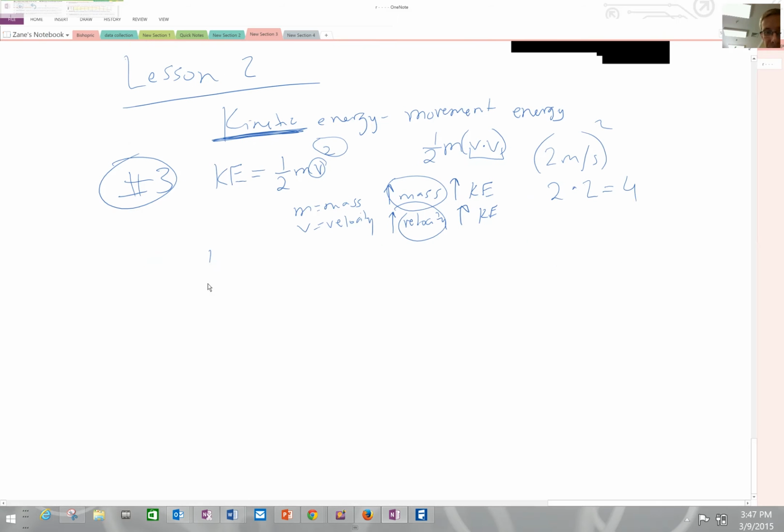Let's go on to potential energy. Potential energy. Actually, let's define it first. Potential energy is just stored energy.